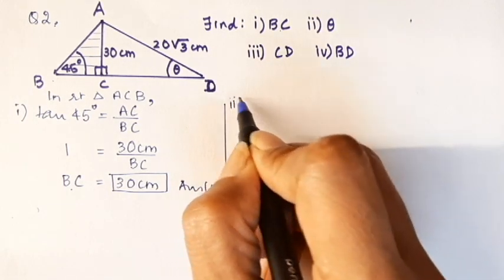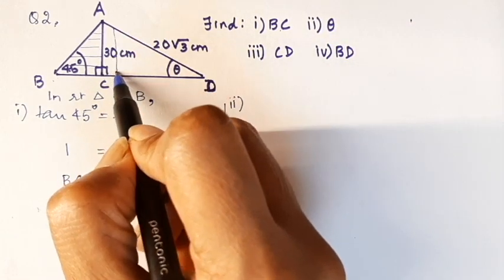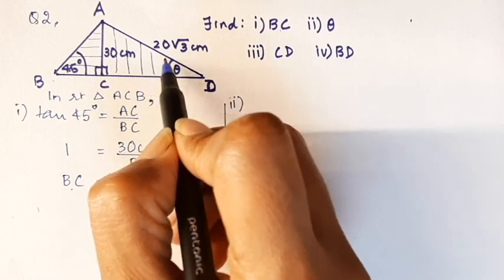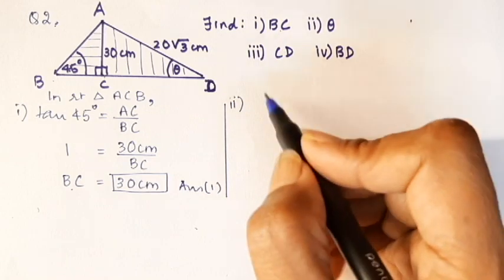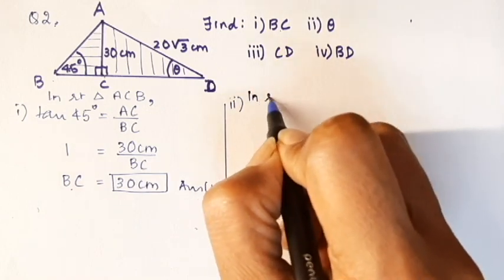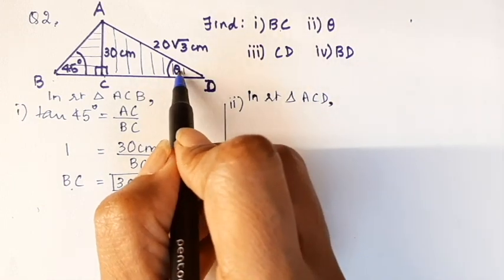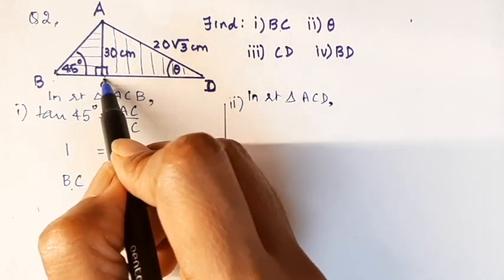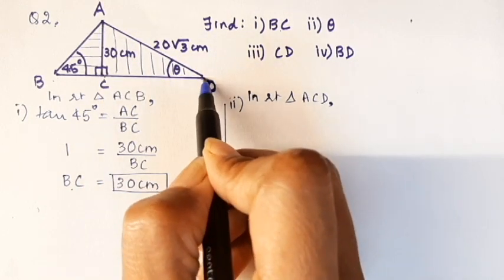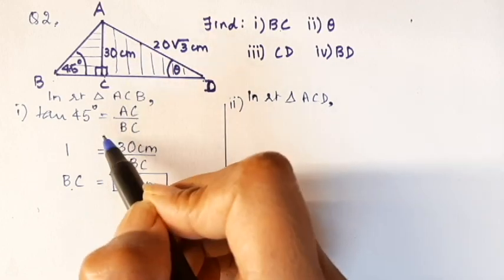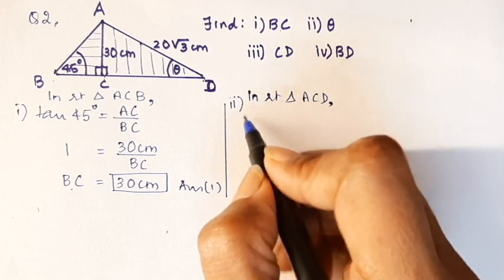Now let us come to our second part. We need to find this theta. Theta means now it is part of this right triangle. What is the name of this right triangle? In right triangle ACD. So we'll just write that. In right triangle ACD, and now we'll connect theta with this side, which is opposite, and this side, which is the hypotenuse. Why is this a hypotenuse? Because it is opposite this 90 degrees angle. And so opposite upon hypotenuse is sine ratio.